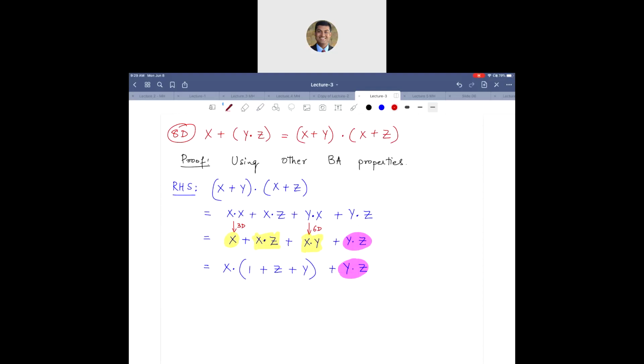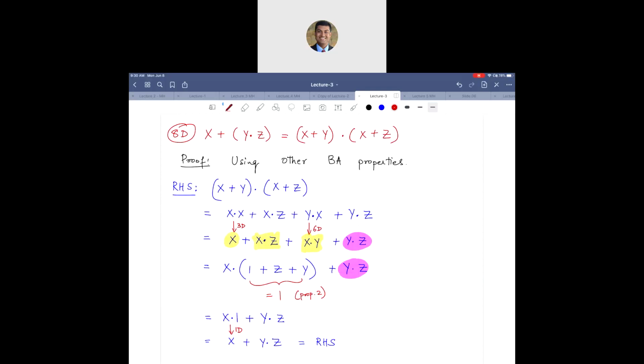Next, I observe that 1 or anything is 1, which is essentially property number 2. This will result in X and 1 or Y and Z, which is the same as X or Y and Z, which is the right hand side. I've gone from X and 1 to X using 1D. So this is how we prove other things using previously proved Boolean properties.